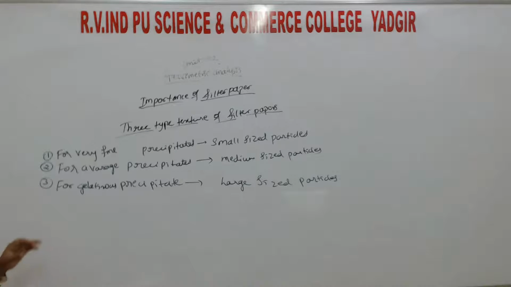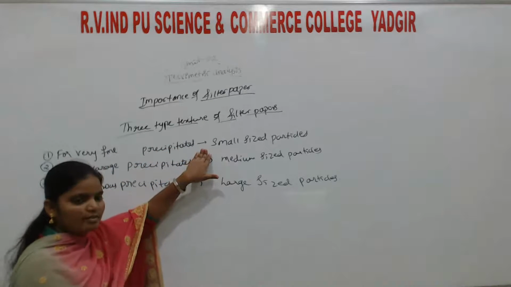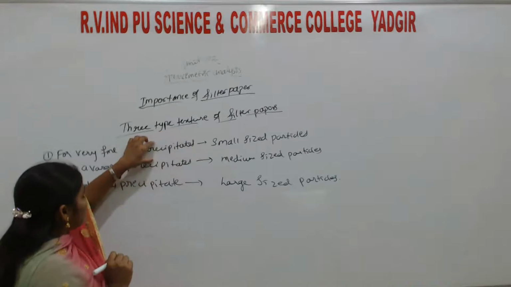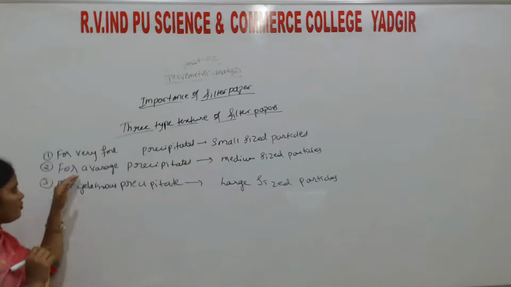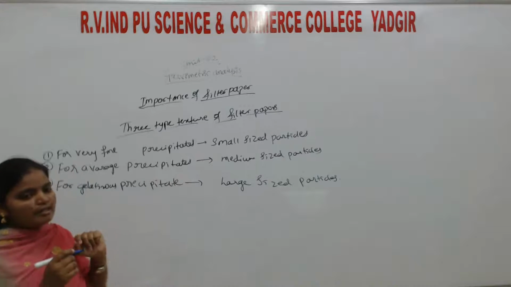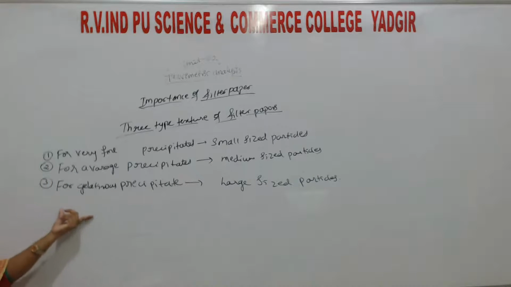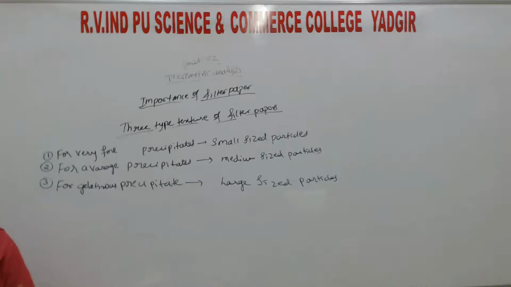Here, the three textures of filter papers. The first one is for very fine precipitate, where the particle size is very small. For average precipitate, medium sized particles are present. And for gelatinous precipitate, large sized particles are present. These are the three types of texture of filter papers.